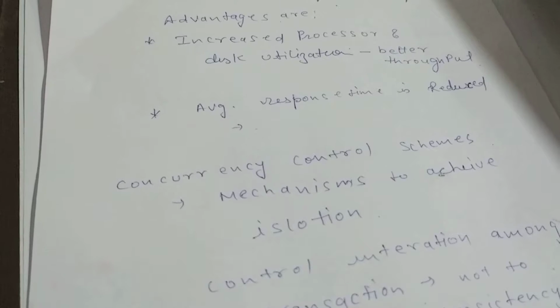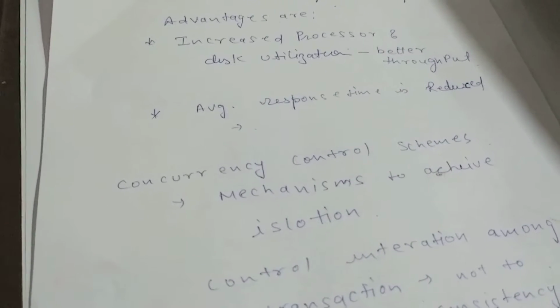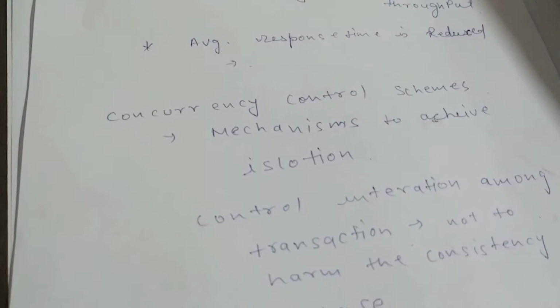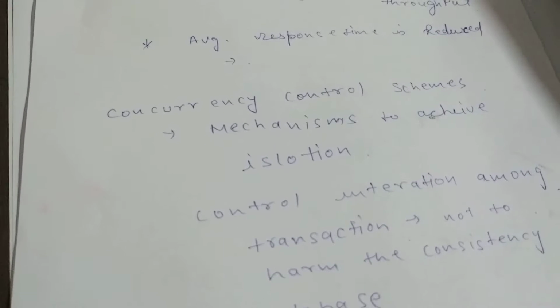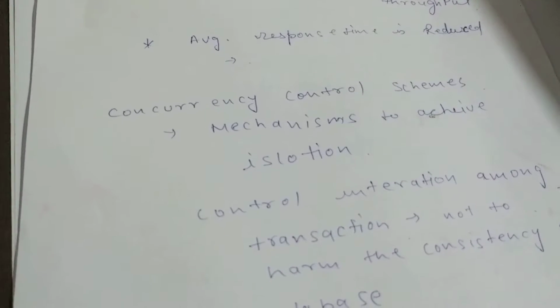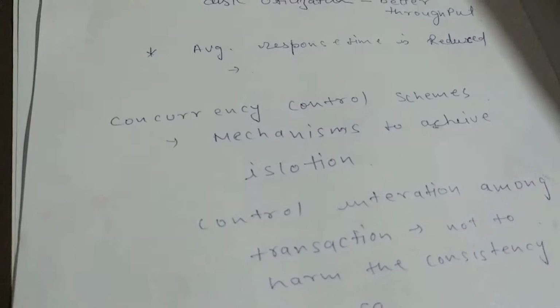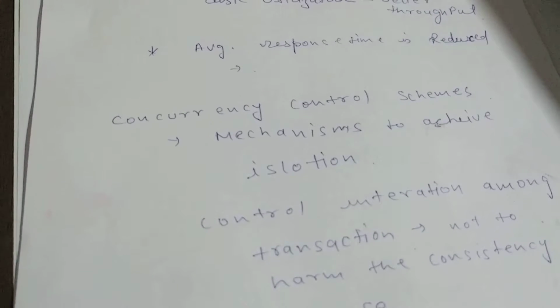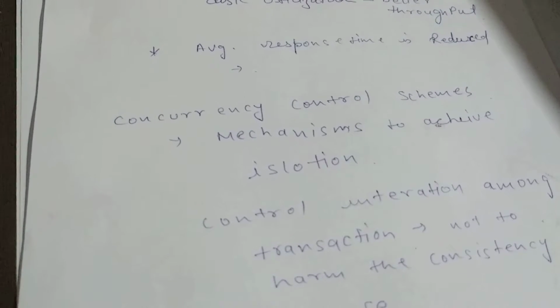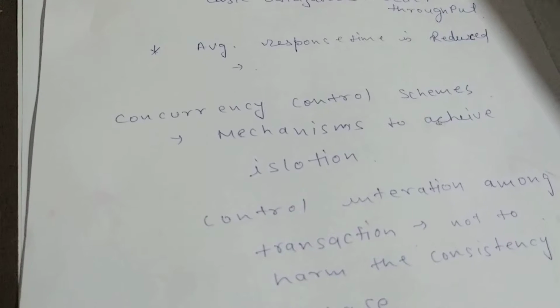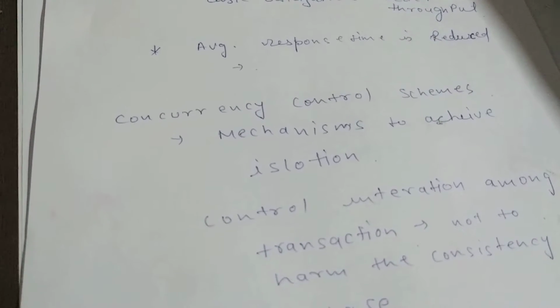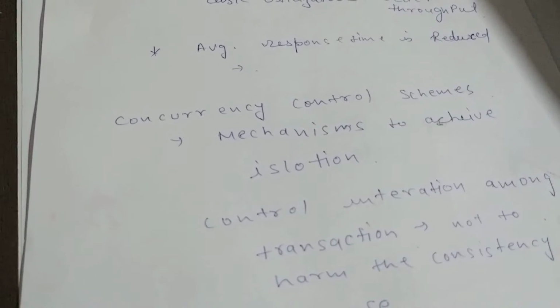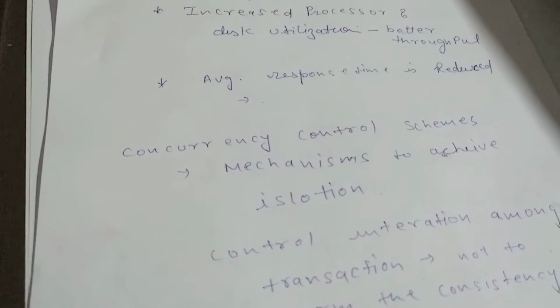Next is concurrency control schemes. These are the schemes or mechanisms to achieve isolation. If we control the interaction among the concurrent transactions, then it will prevent them from destroying the consistency of the database.